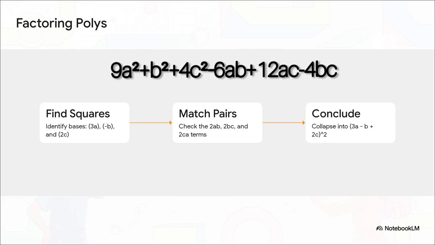Okay, let's tackle a beast of a polynomial. If we see an intimidating string like 9a squared plus b squared plus 4c squared minus 6ab plus 12ac minus 4bc, don't panic. Just look for the geometric patterns. Step 1. Identify the base squares. 9a squared is clearly the square of 3a. b squared is the square of b, or negative b. 4c squared is the square of 2c. Because we have negative signs on the terms containing b, we can lock in a negative b. Match up the middle terms, and we realize this giant equation is just a beautifully wrapped up square of 3 terms. The whole shebang instantly collapses down to 3a minus b plus 2c squared.